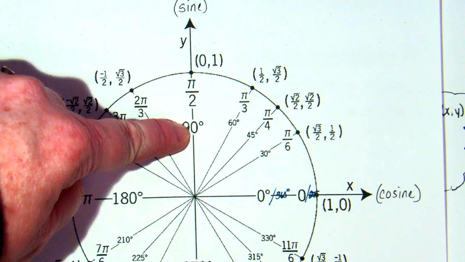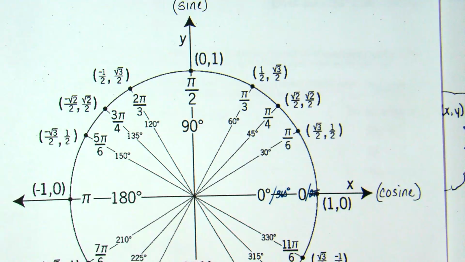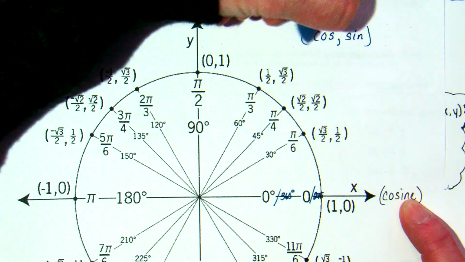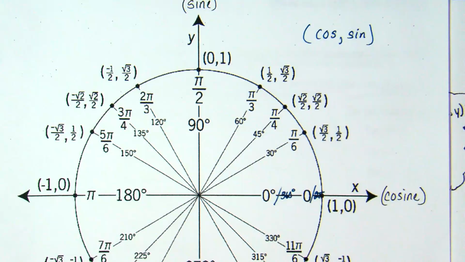Cosine is your x, sine is your y value. And in fact, if you want to write on your unit circle, this might be something that is helpful to write, that an ordered pair is cosine, comma, sine. That's your reminder that an ordered pair is cosine, comma, sine.